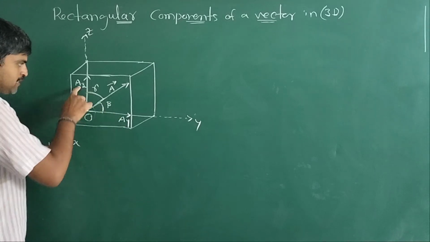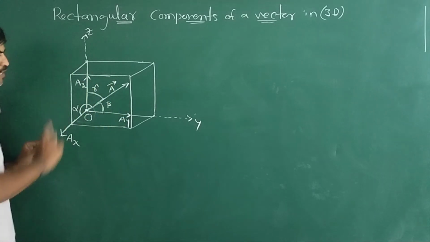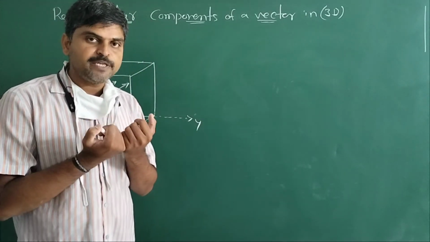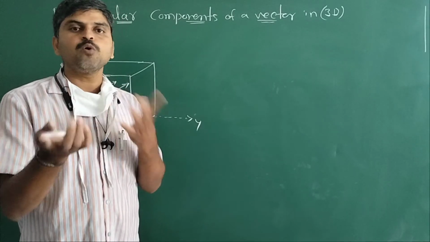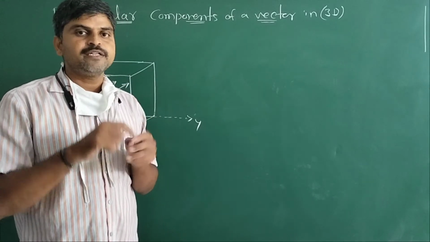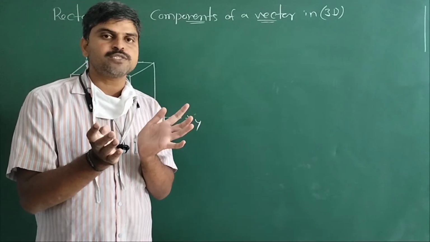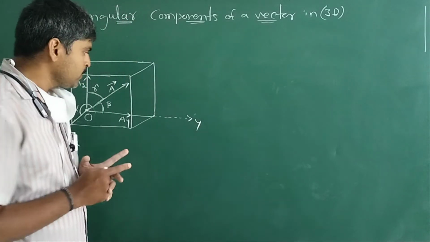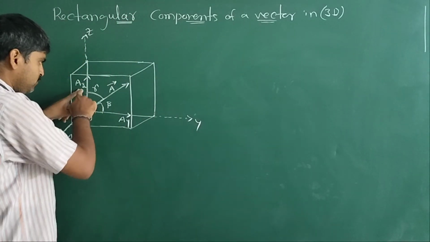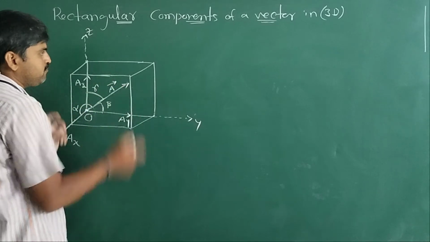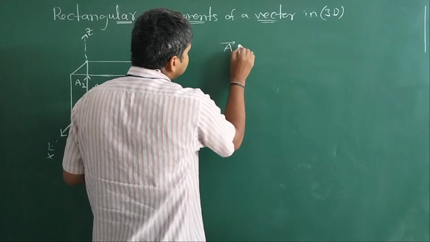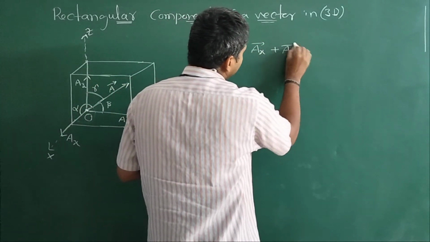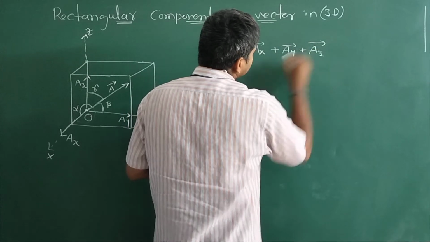The combined effect of these three will give the same result as A, and that is called resolution of a vector. Resolution of a vector means what? A vector can be split into two or more components in such a way that the combined effect of these split vectors gives the same effect as the given vector. So we can write a bar is equal to ax bar plus ay bar plus az bar.